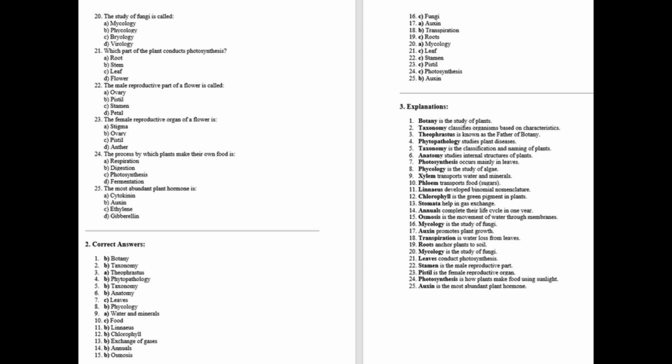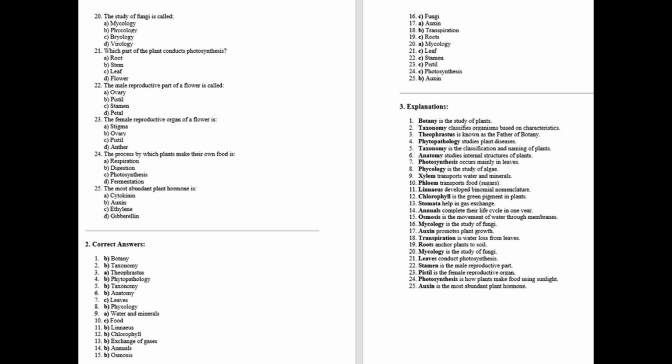Explanations. Botany is the study of plants. Taxonomy classifies organisms based on characteristics. Theophrastus is known as the father of botany. Phytopathology studies plant diseases. Taxonomy is the classification and naming of plants. Anatomy studies internal structures of plants. Photosynthesis occurs mainly in leaves.